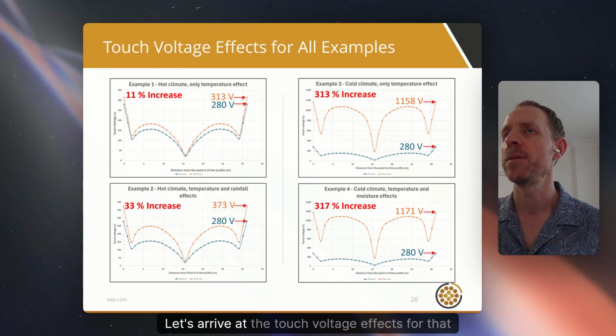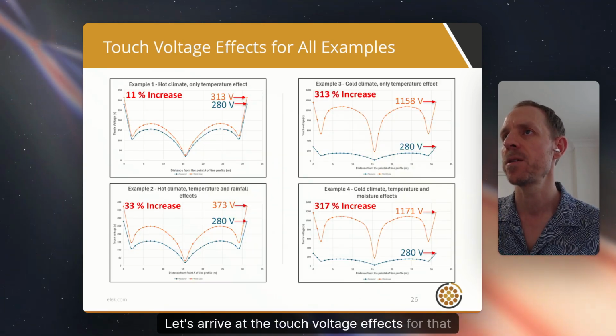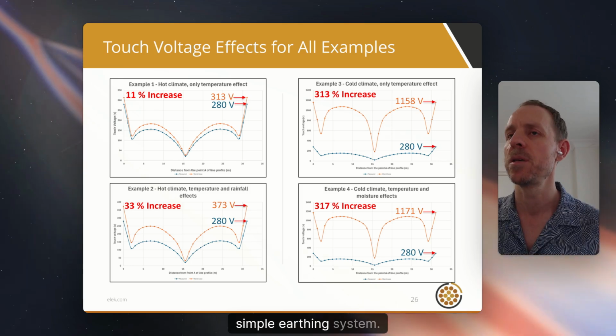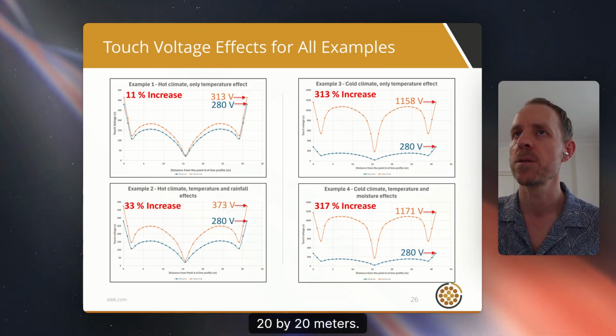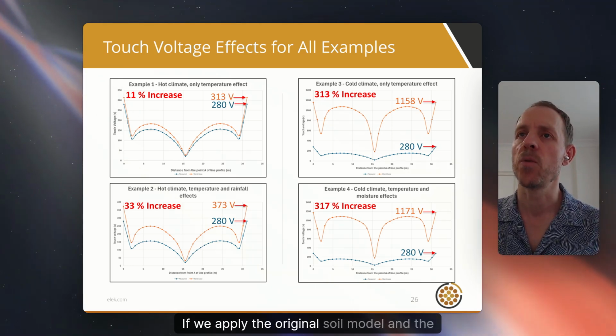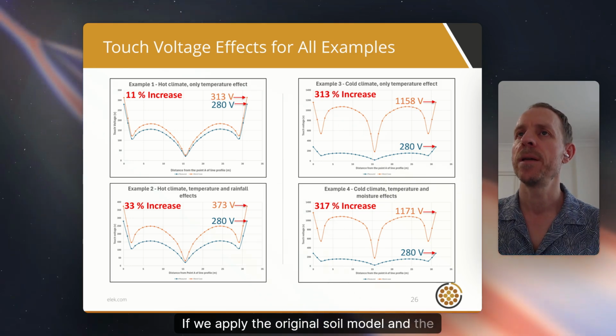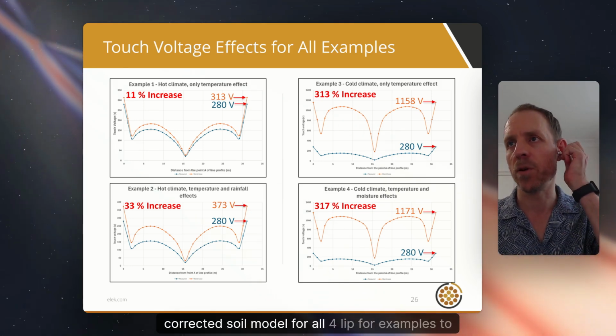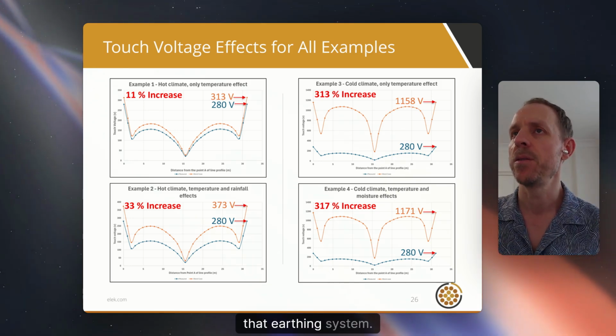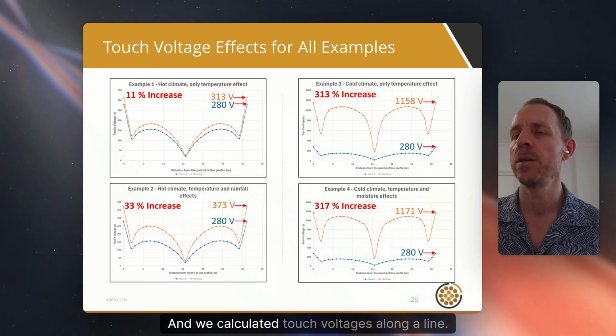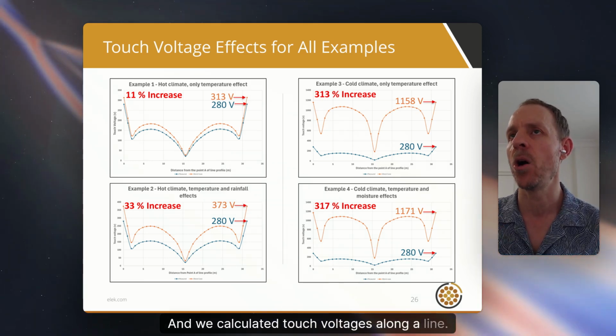Let's arrive at the touch voltage effects for that simple earthing system, 20 by 20 meters. If we apply the original soil model and the corrected soil model for all four examples to that earthing system, and we calculate touch voltages along a line.